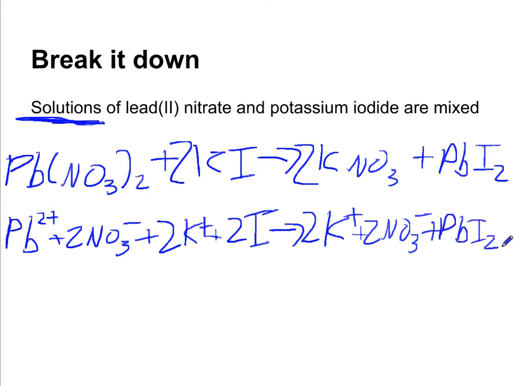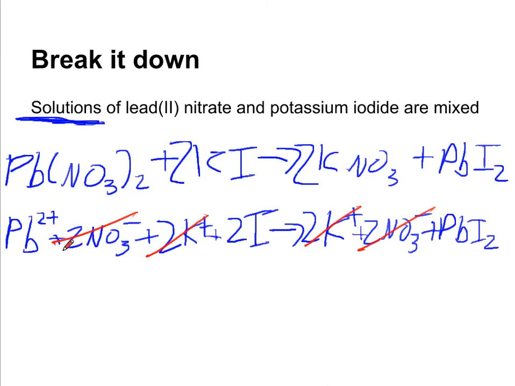In this complete ionic step, we go through and we cross out things that are ions on both sides of the reaction. So we've got 2 potassium ions here. We can cancel those out. And we've got 2 nitrates that can be taken out of the equation.